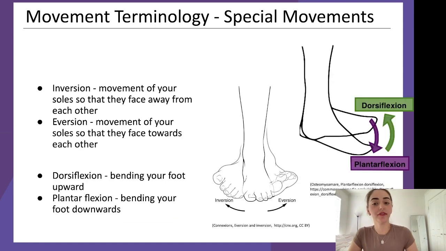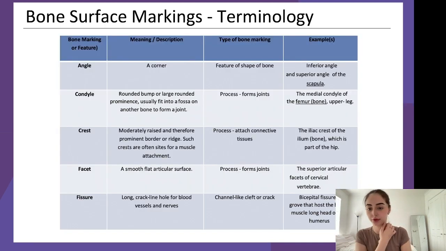Then we have inversion and eversion. These are both for your feet. Inversion is the movement of your soles so they face away from each other. Eversion is where they face in. Dorsiflexion is where you bend your foot up, plantarflexion down. Hopefully these are really easy to go through.